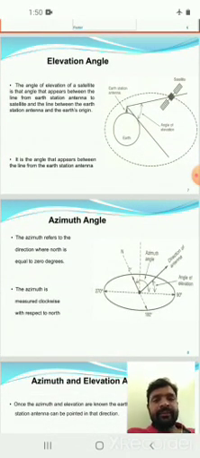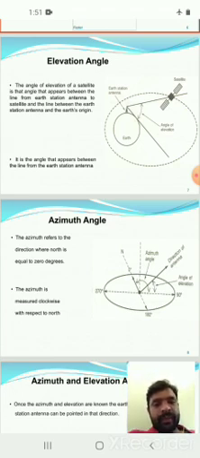Elevation angle. The angle of elevation of a satellite is the angle that appears between the line from the earth station antenna to the satellite and the line between the earth station antenna and the earth origin. Here, the elevation angle is used to measure the angle between the line from the earth station to the satellite and the line between the earth station antenna and the earth origin.